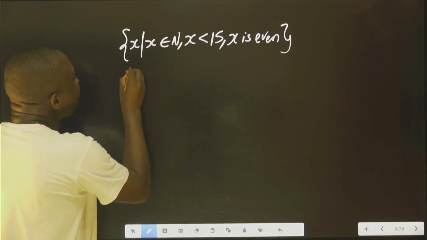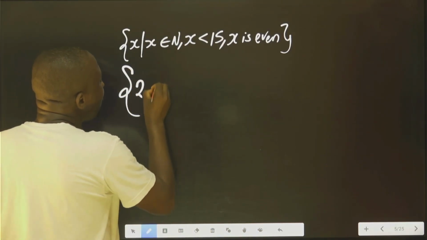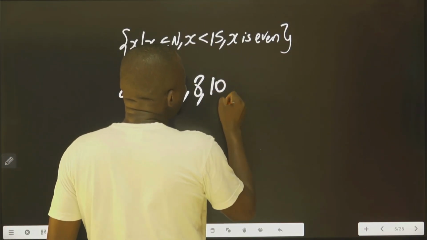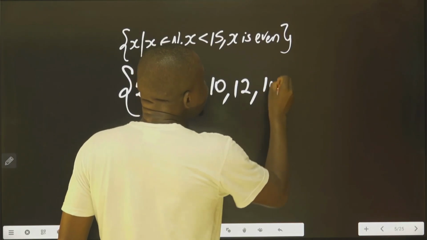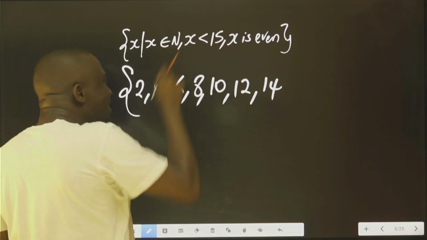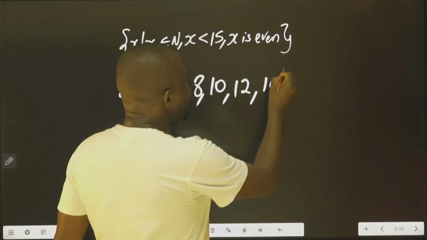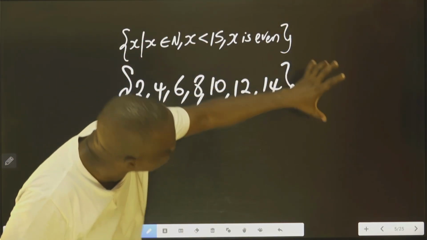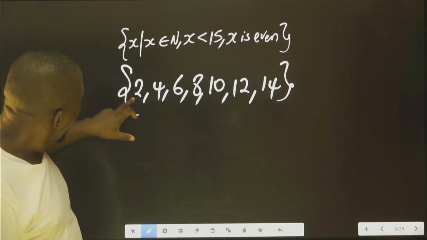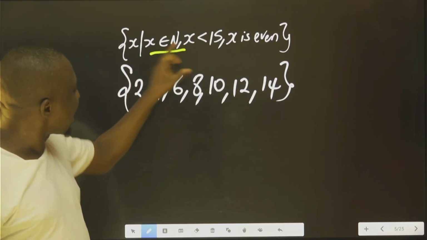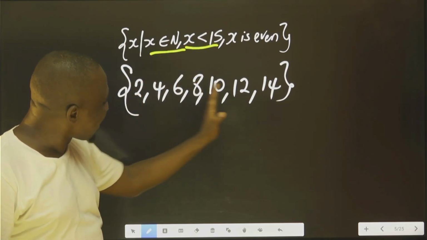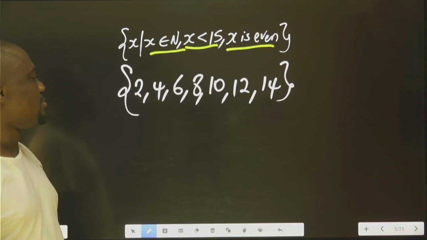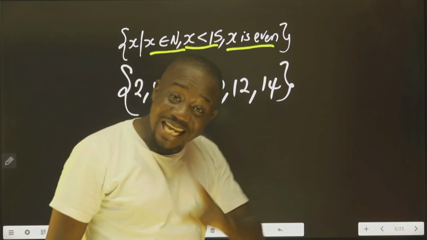So, to write them out now, you agree with me, 2 is even, 4 is even, 6 is even, 8 is even, 10 is even, 12 is even, 14 is even. If I write 16 and 16 is more than 15, then I stop here. So this builder notation is actually describing these elements. You can see all these are natural numbers, correct? They are all less than 15, correct? And they are all even numbers. You get it? Let's check the next one.